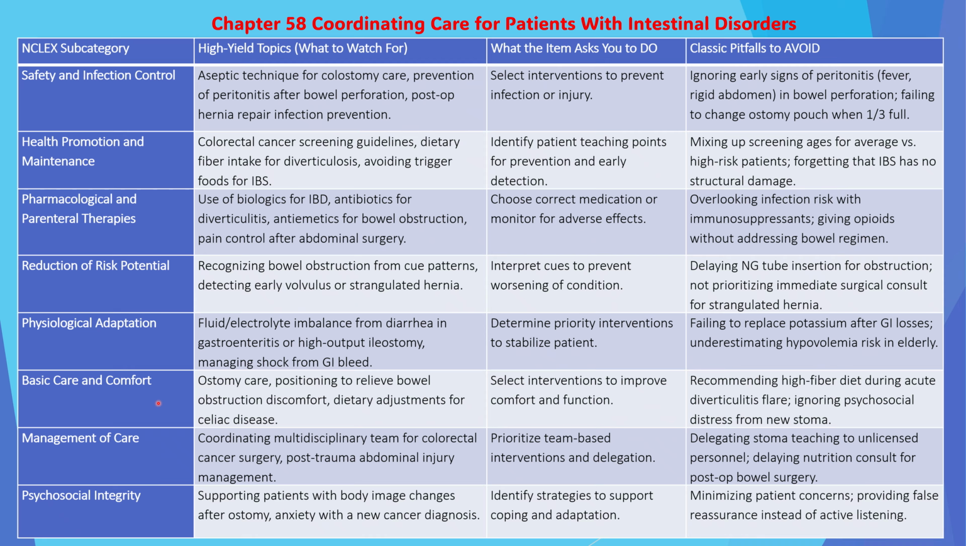Basic care and comfort, I always go after this. Ostomy care, positioning to relieve bowel obstruction discomfort, dietary adjustments for celiac disease. So this is what to watch for. What the item asks you to do: select an intervention to improve comfort and function. And to avoid: recommending a high fiber diet during an acute diverticulitis flare, ignoring psychosocial distress from a new stoma.